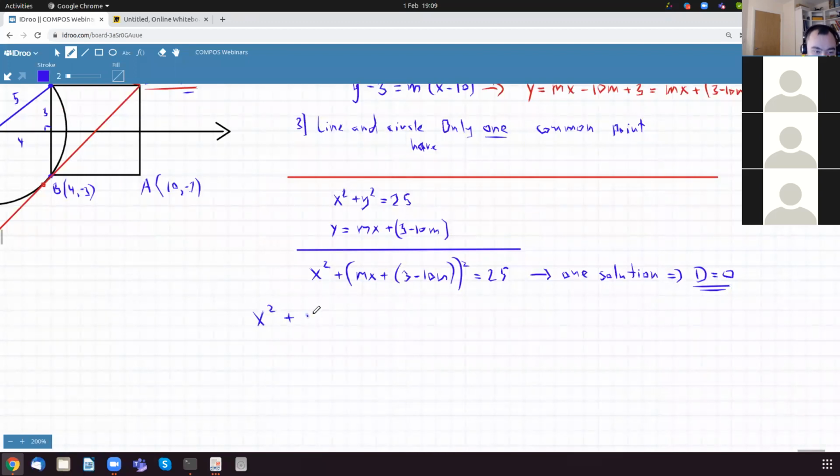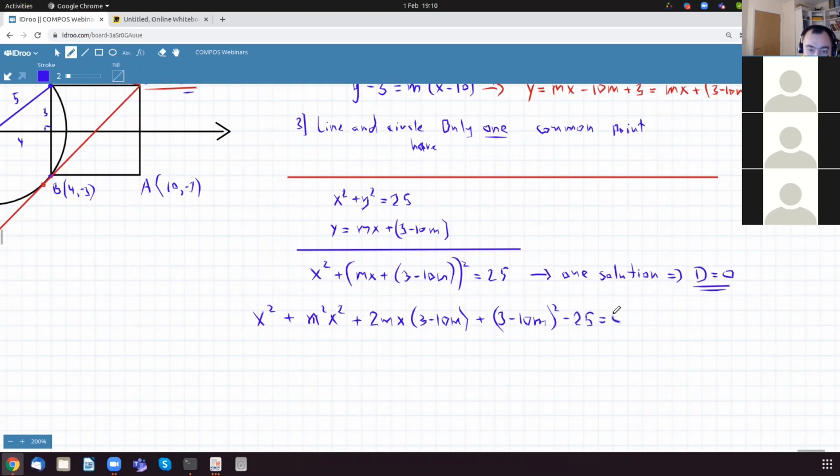And now we just do lots of calculations. We expand the brackets to find the discriminant, because that's what we're looking for after all. x squared plus m squared x squared plus 2mx times 3 minus 10m plus 3 minus 10m squared minus 25 equals 0. And this is a quadratic equation. So A is equal to 1 plus m squared, B is equal to 2m times 3 minus 10m, and C is equal to that.